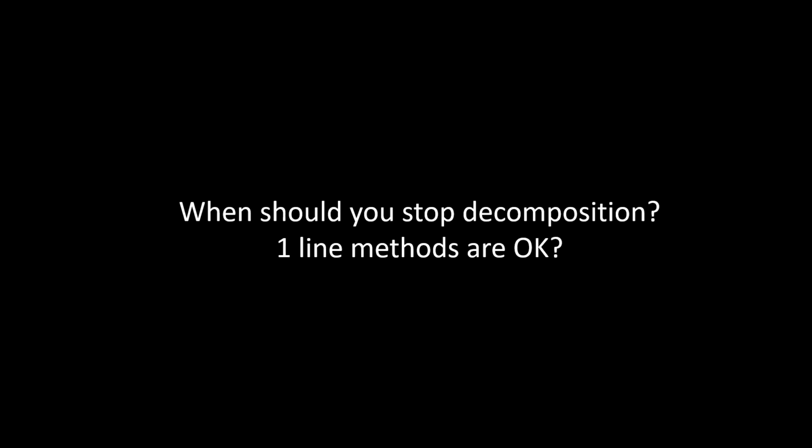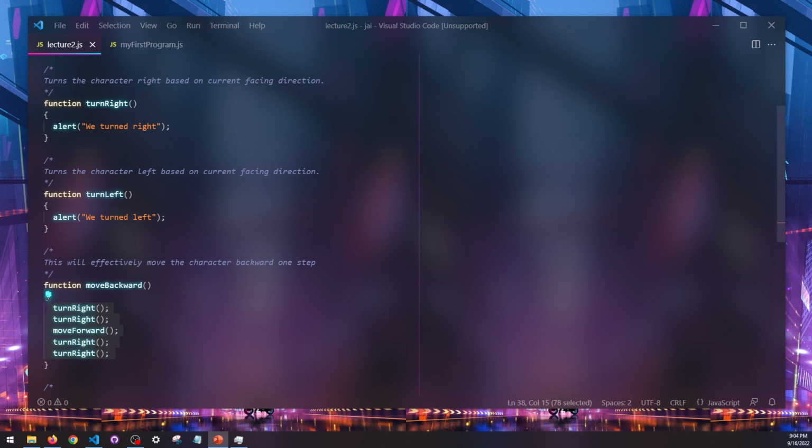When should you stop decomposition? Again, decomposition is starting with a bigger problem and then decomposing it until you have atomic functions, right? One-line methods, so basically one suggestion would be, well, until you have a one-line method. In my opinion, if you have a one-line method, even though I just showed you one-line methods, this is an alert, right?